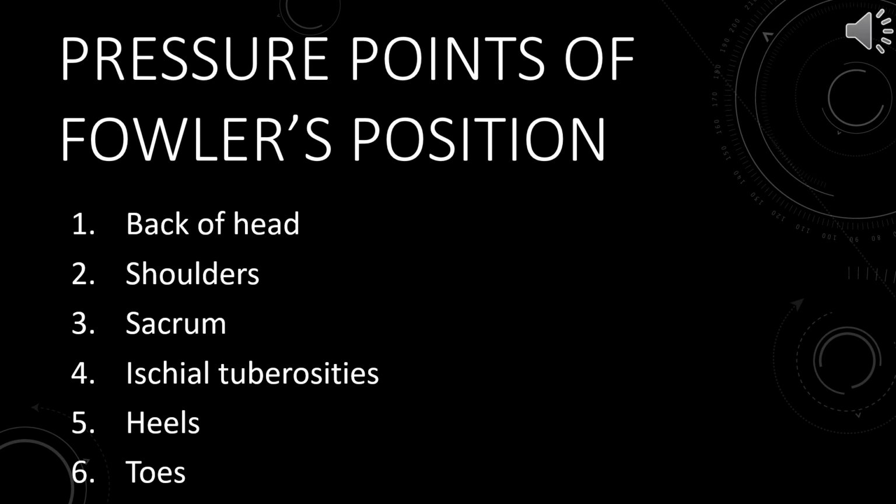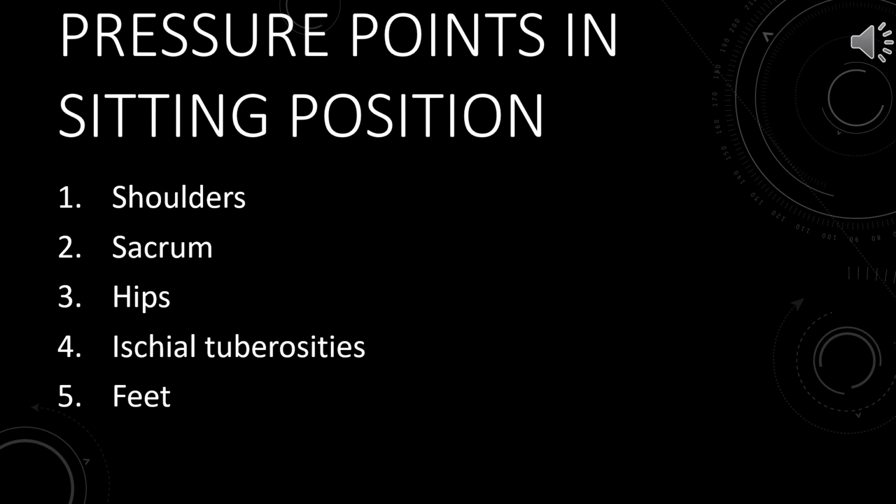Now I'm going to name some of the pressure points of the Fowler position. First one is back of the head, and then the shoulders, sacrum, ischial, heels, and toes. Pressure points in the sitting position. First one is shoulder, sacrum, hips, ischial, and feet.